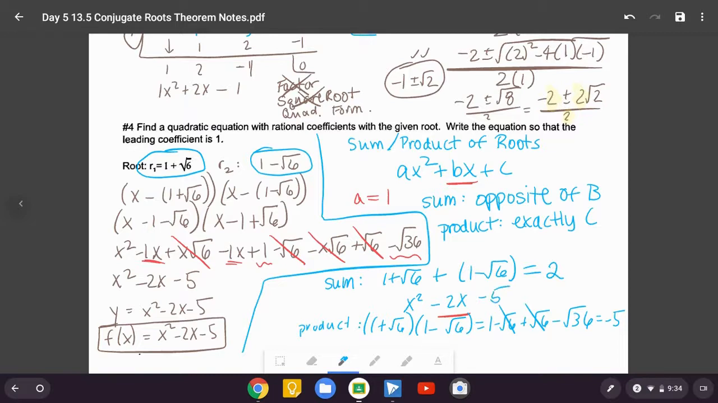All right, and then I'm just going to put in f of x or y equals, and that provides me with my quadratic. So that is possibly a shorter method. You can choose whichever method you like, whether you go with the factor method or the sum and product of roots method.